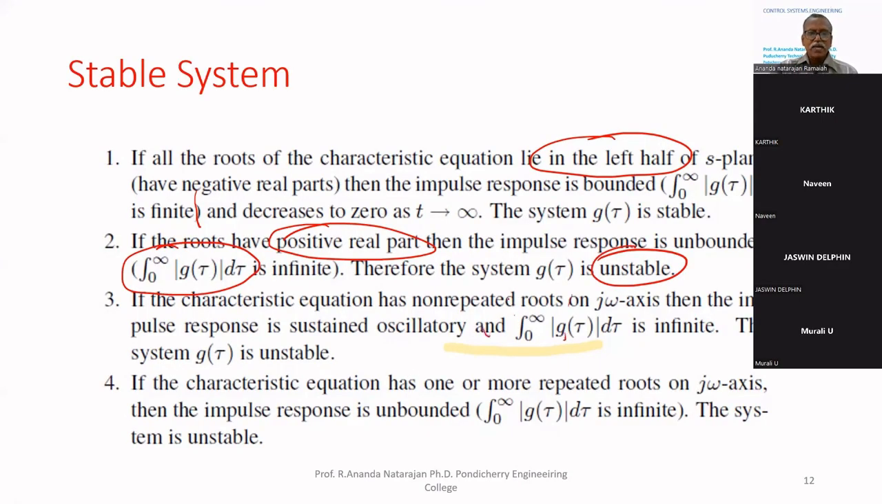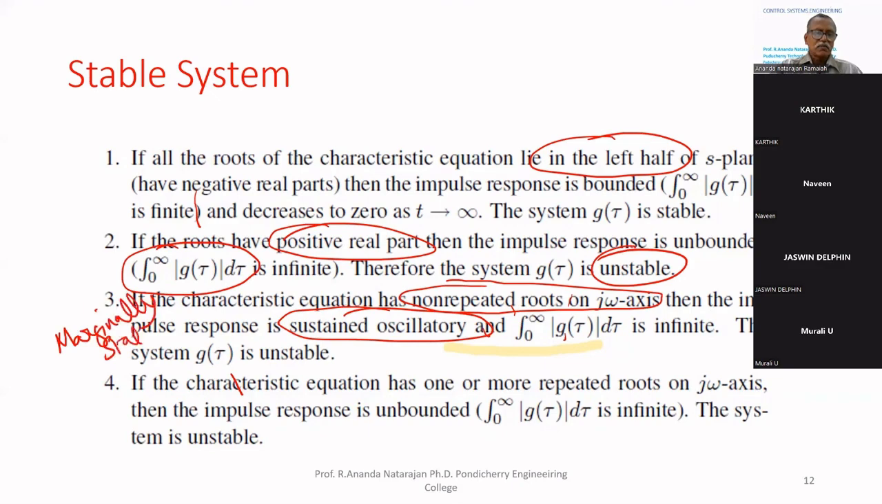Non-repeated roots on the j omega axis mean sustained oscillation. It will oscillate forever without increasing amplitude. That is called marginally stable. If there are repeated roots on the j omega axis, it means unbounded output, unstable.